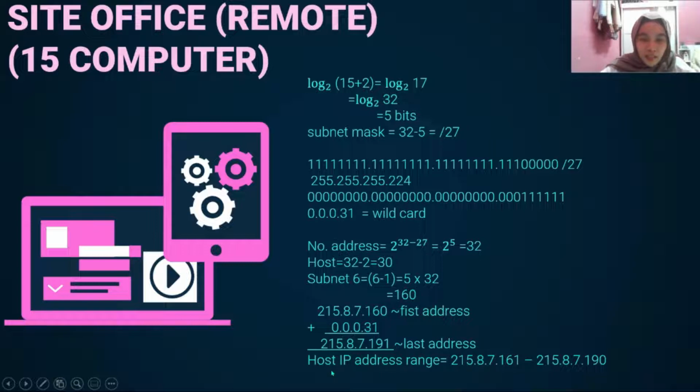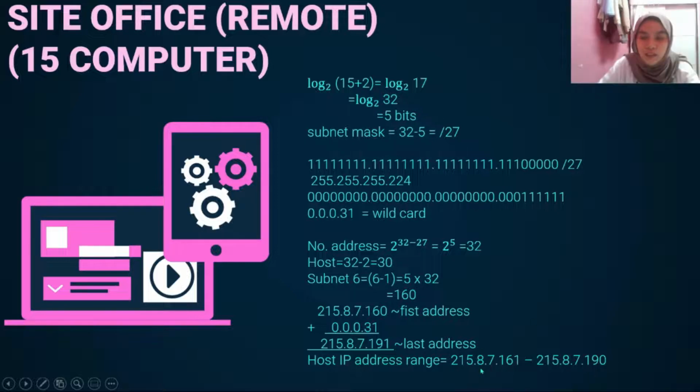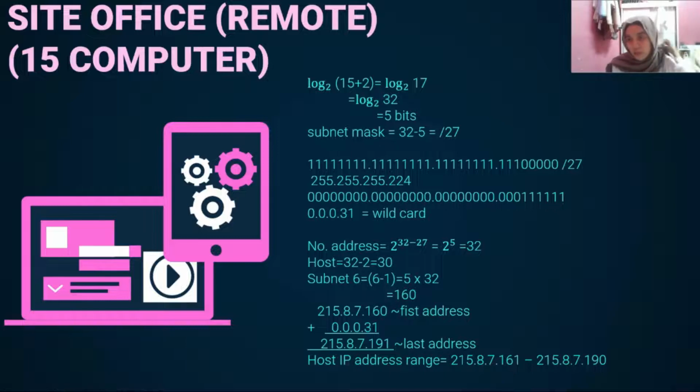And then you're going to get the host IP address range, which is 215.8.7.161 to 215.8.7.190. This is also the default gateway, which is 215.8.7.161. So that's only from me.